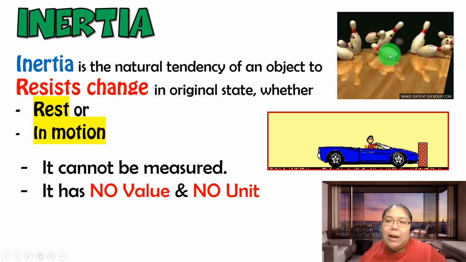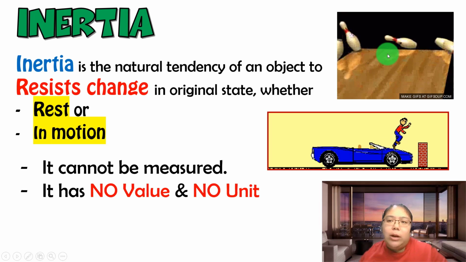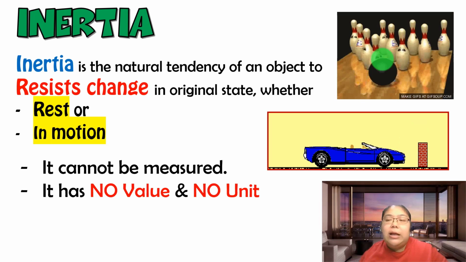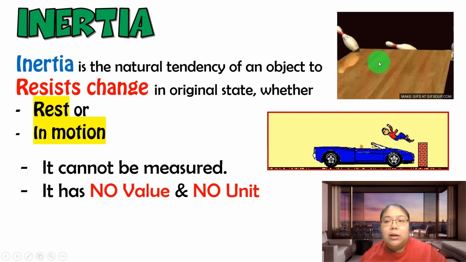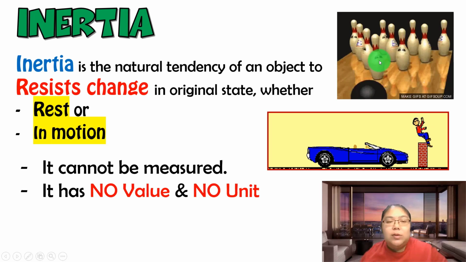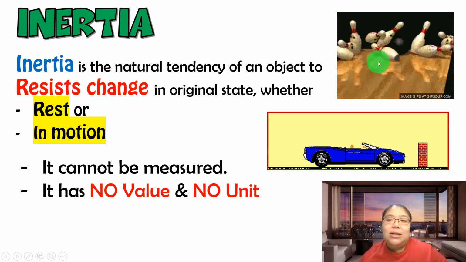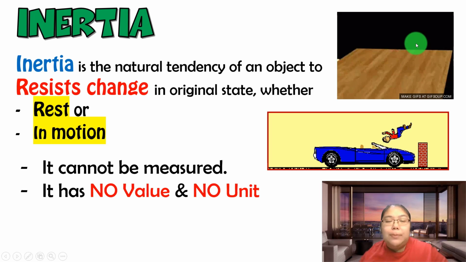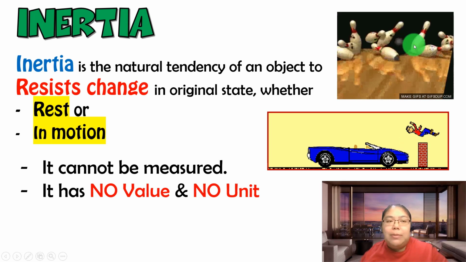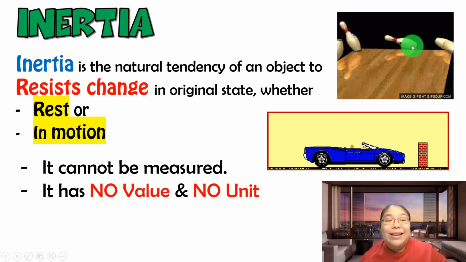You can see the example here. At the start, the bowling pin is stationary. Then when the bowling ball hits the pin, the pin moves together. This we call inertia. If the inertia is higher, you cannot stop it easily. But now the bowling pin moves together, so that means the inertia of the bowling pin may be less.